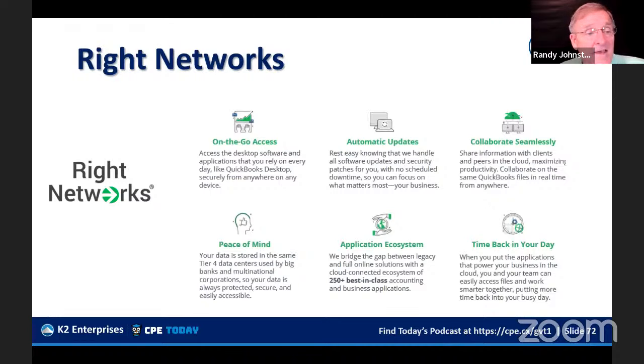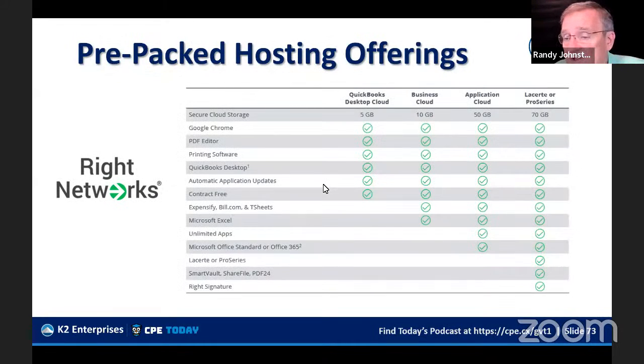Their goal, of course, is to have on-the-go access and automatic updates. So you'll see that a lot of the messaging across most of these hosting vendors is similar. Notice the application ecosystem: 250 best-in-class accounting and business applications. That's enough for most firms, but loosely, and don't take these numbers to the bank, it'll give you a sense. Right Networks says we support 250 applications. CETROM is supporting 400. Ace Cloud is supporting 700. So you can see you've just got a little bit more choice with some of these players versus others.